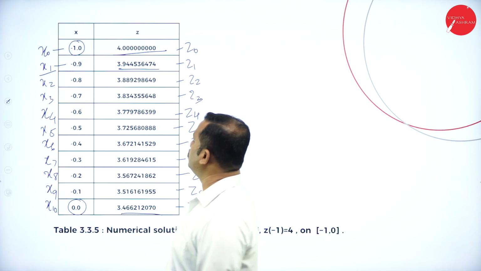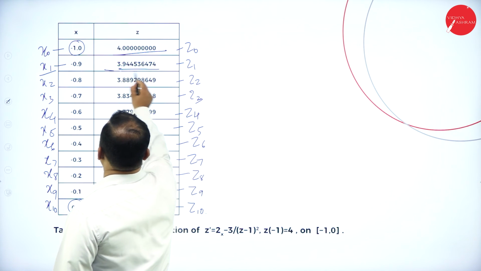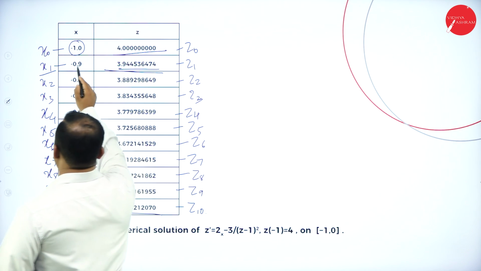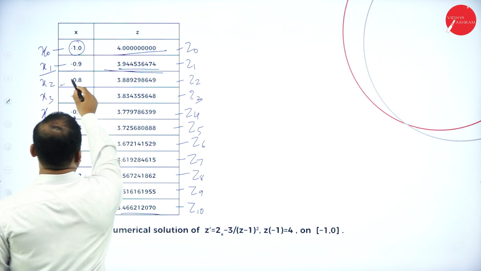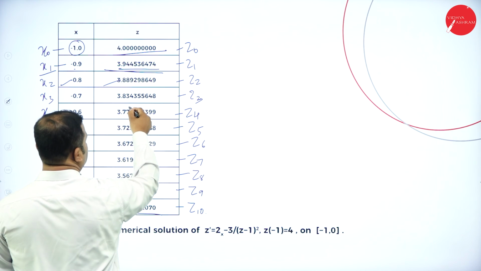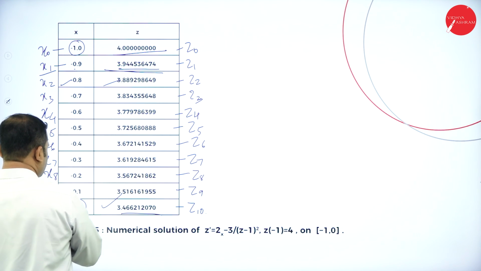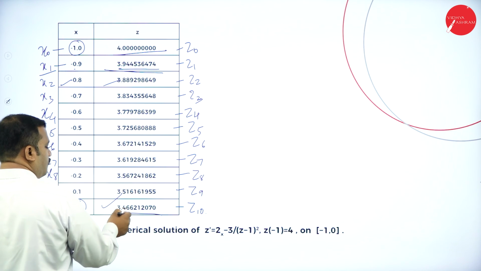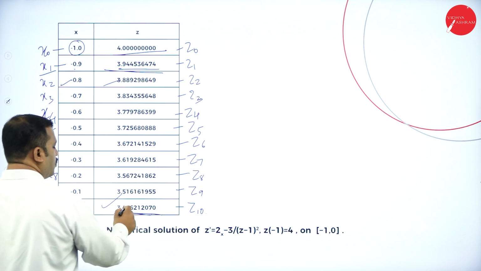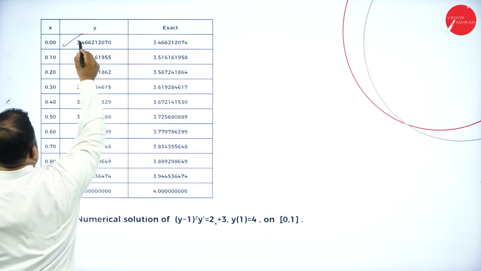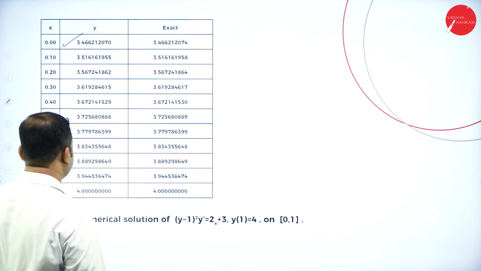If you solve this, you will get the values like this. For the fourth order method, y of minus 0.9, you will get the values like this. Then for minus 0.8, you will get this. It gets decreasing, so observe it carefully. We have come to the value when x equal to 0.0, we have the value of y which is equal to 3.46621270. This is the value we have found using the Runge-Kutta fourth order method.